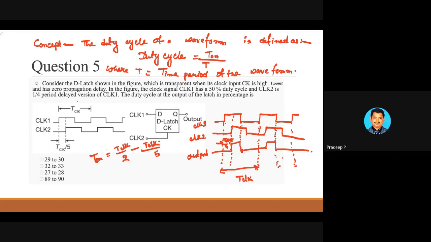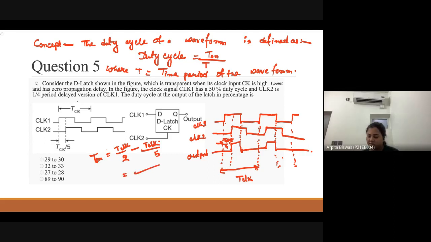Yes, ma'am. Now calculate it. 5 T clock minus 2 T clock over 10. So what is the value of it? 3 T clock by 10. So T1 is equal to 3 T clock by 10.